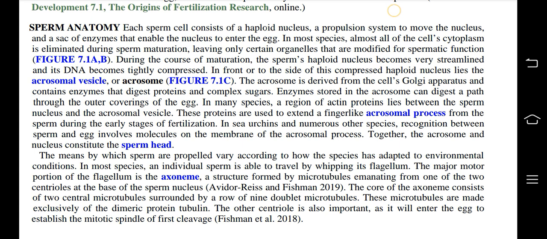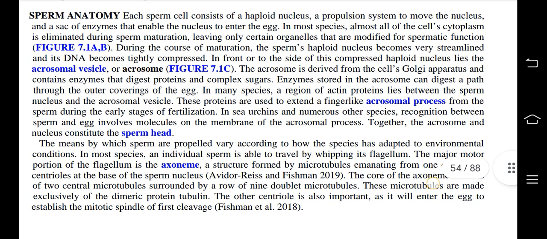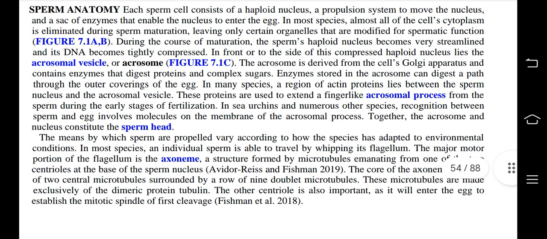So, each sperm cell consists of a haploid nucleus, a propulsion system to move the nucleus, and a sac of enzymes that enable the nucleus to enter the egg. In most species, almost all of the cell cytoplasm is eliminated during sperm maturation, leaving only certain organelles that are modified for spermatic function. During the course of maturation, the sperm's haploid nucleus becomes very streamlined and its DNA becomes tightly compressed. In front or to the side of this compressed haploid nucleus lies the acrosomal vesicle, or acrosome.